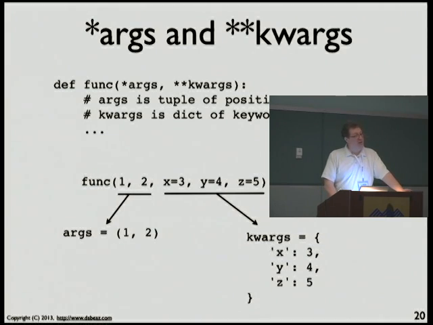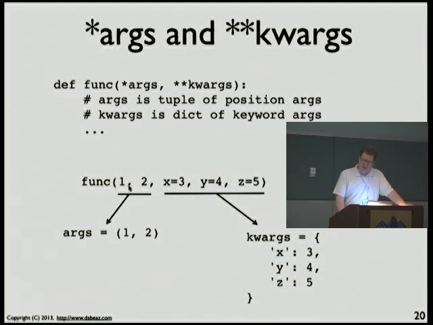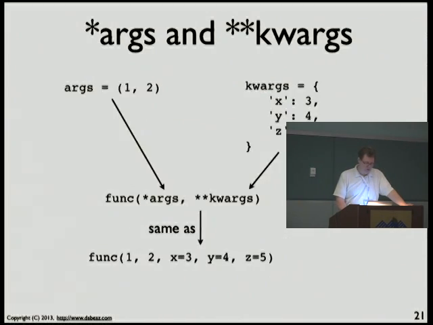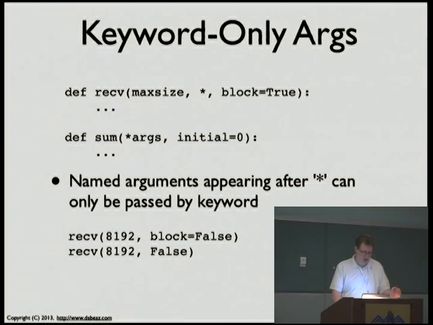You should also know about star args and star star kwargs. This is basically a way of collecting positional and keyword arguments into a function. When you call a function, all the things passed by position go into args. Everything passed by keyword goes into kwargs. And you should also know that you can pass tuples and dictionaries using a similar convention. So if you have a tuple, you can pass that as arguments using the star. Same thing for a dictionary.